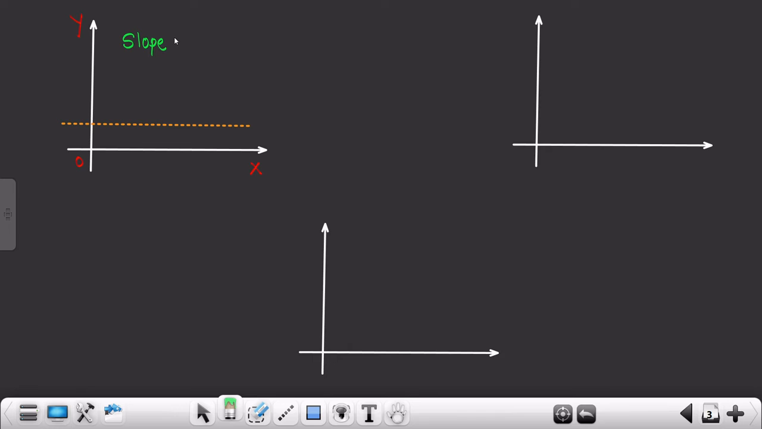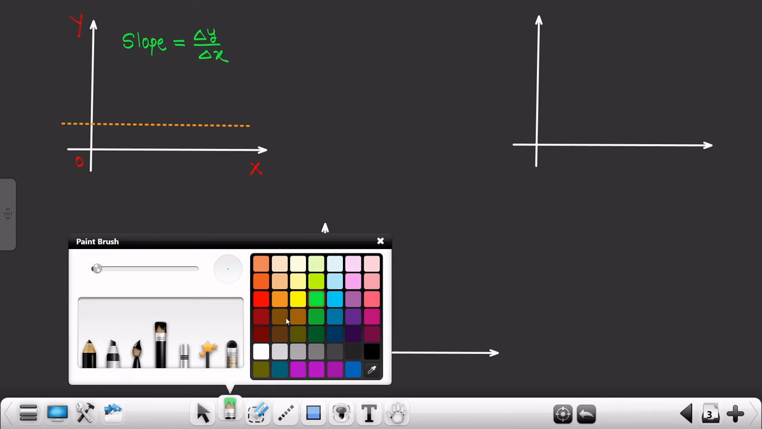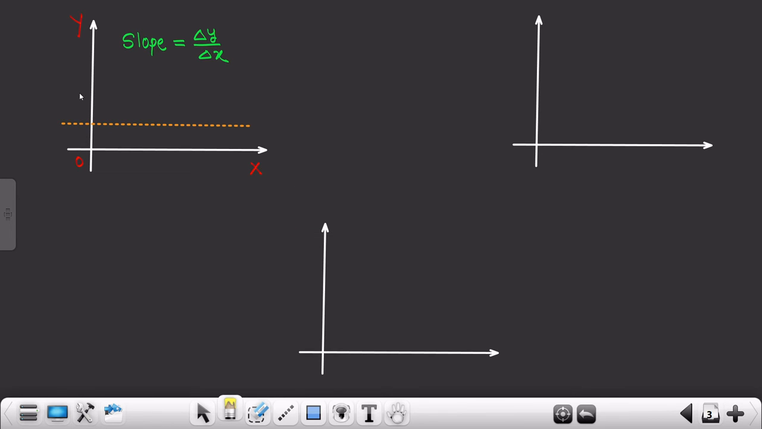Now you will say, sir, as you can see over here, for slope we require del of y divided by del of x. Now you will say, sir, the y is not changing. That means what? Change in y is 0.